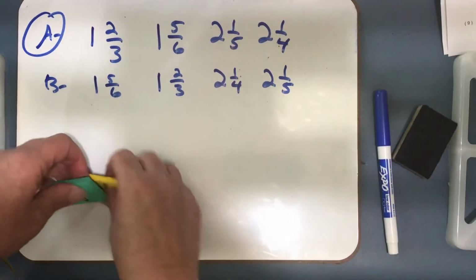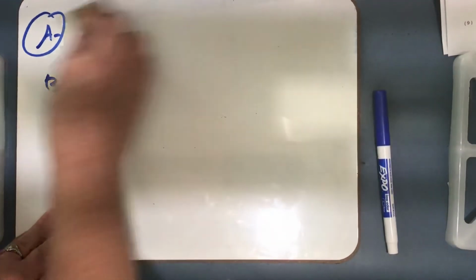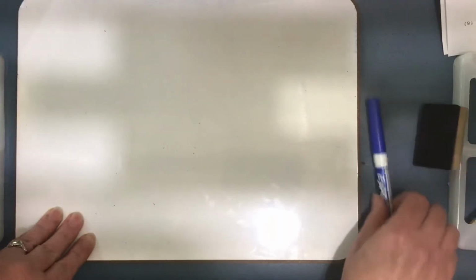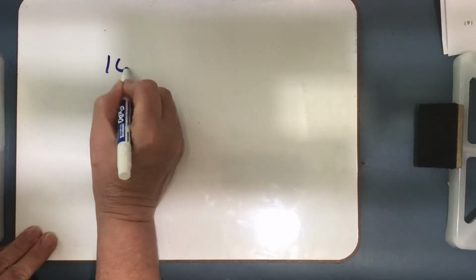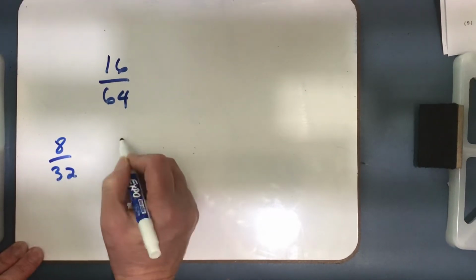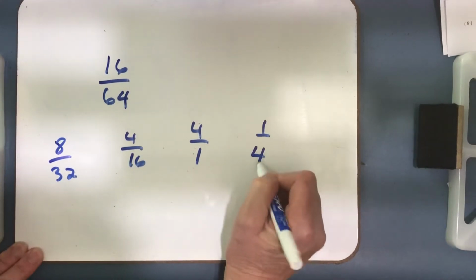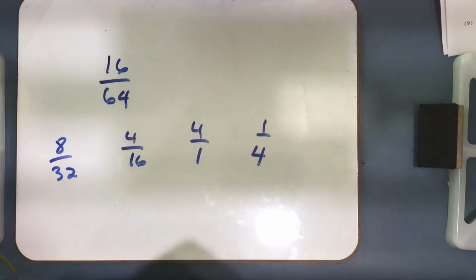Okay, now number 5, it asks you to find 16/64 in lowest terms. Remember, lowest terms, we can say simplest form. It's the same thing, 16/64. Your choices are 8/32, 4/16, 4/1, and 1/4. Remember that when you put a fraction in simplest form, you divide numerator and denominator by the greatest common factor. If the greatest common factor is 1, then the fraction is already in simplest form.